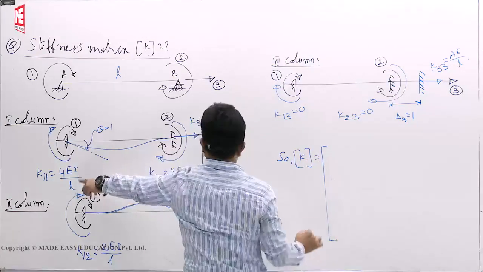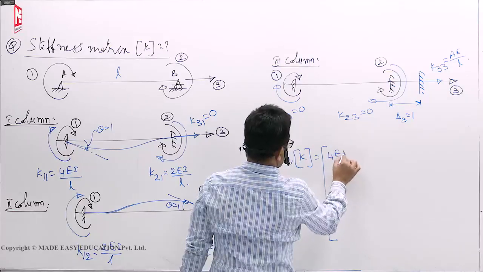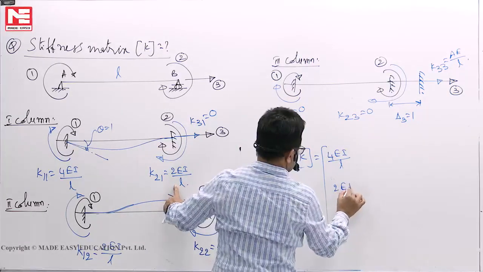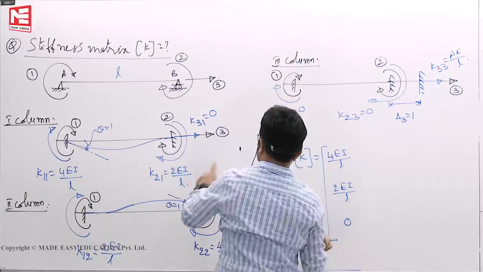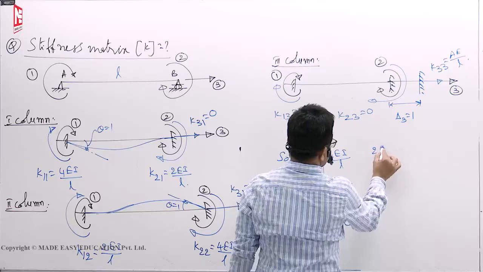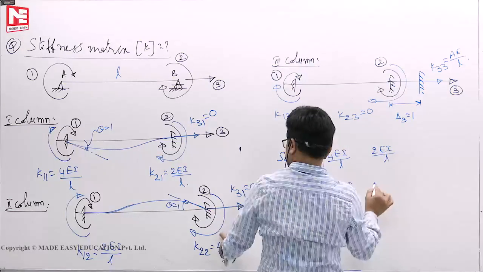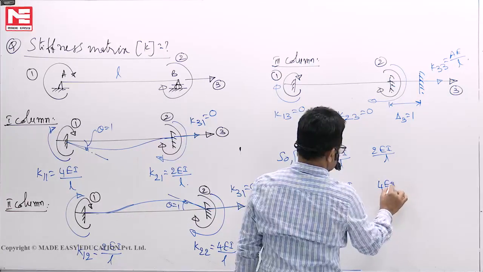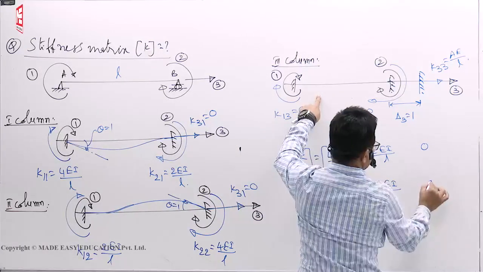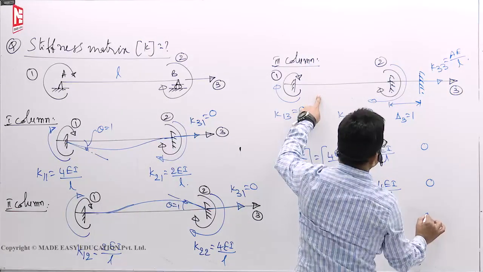First column: K11, 4EI by L, then K21, this is 2EI by L, 0 over. Second column: K12, 2EI by L, K22, 4EI by L, 0. Here K13 is 0, K23 is 0, K33 is AE by L.